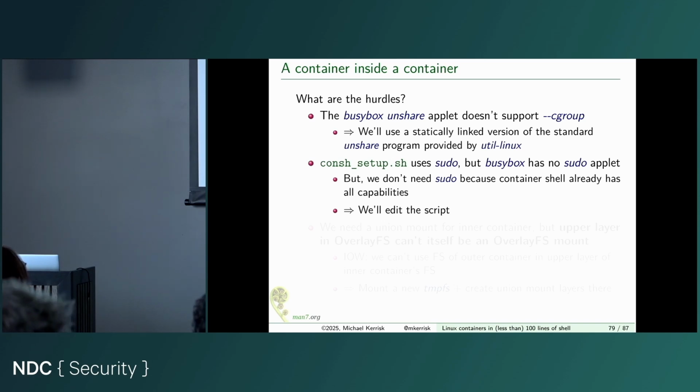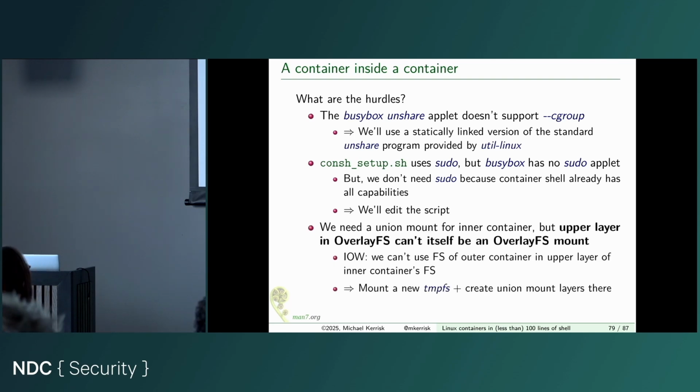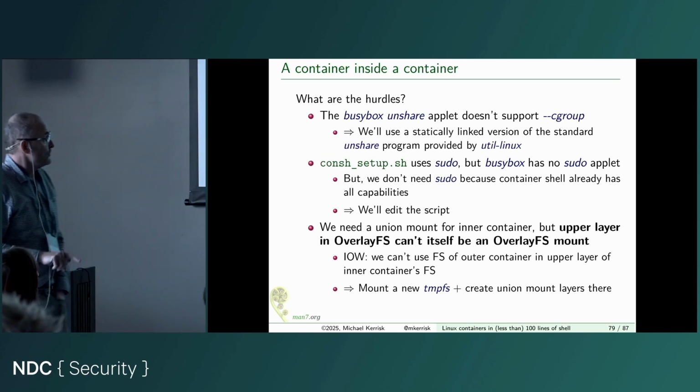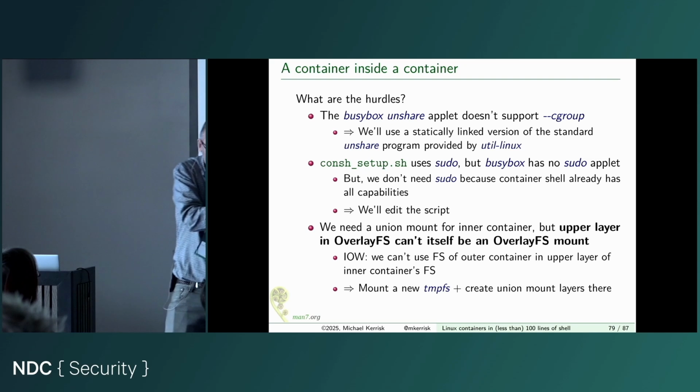My consh setup script uses sudo, but Busybox doesn't have a sudo applet. That doesn't matter. My shell inside my container has superuser powers anyway. So what I'm going to do is edit my script just to remove the sudo strings. And then one more thing, the upper layer of an overlay file system cannot itself be an overlay file system. So the way I'm going to solve that problem is I'm going to mount a tempfs and use that as the upper layer for the overlay file system used in the lower level container.